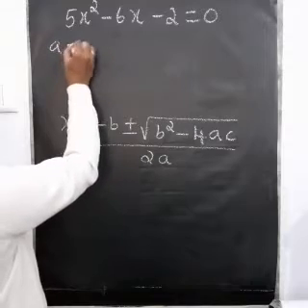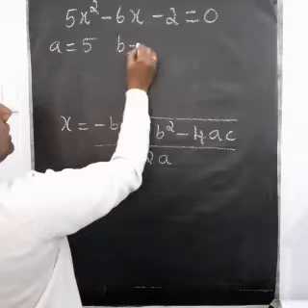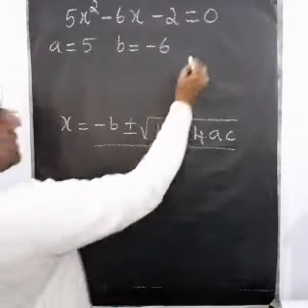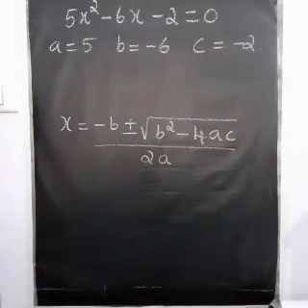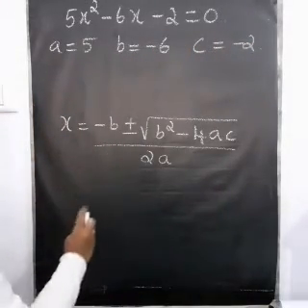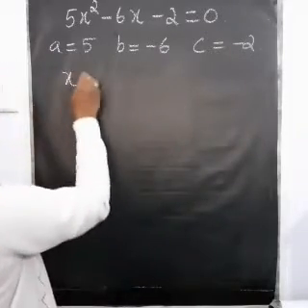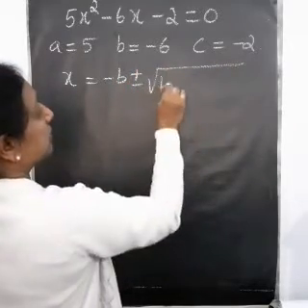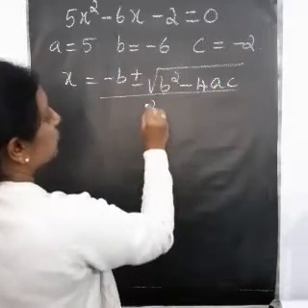We have a is equal to 5. That is the coefficient of x squared. B is equal to minus 6. That is the coefficient of x. And what is c? c is equal to minus 2. That is the constant. Now using this formula, let us substitute. Okay, let us write down the formula. x is equal to minus b plus or minus root of b squared minus 4ac by 2a.